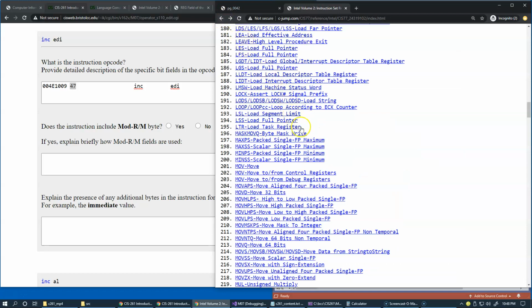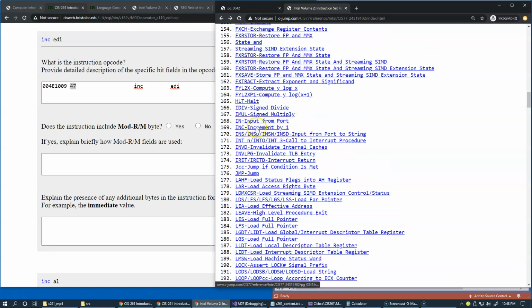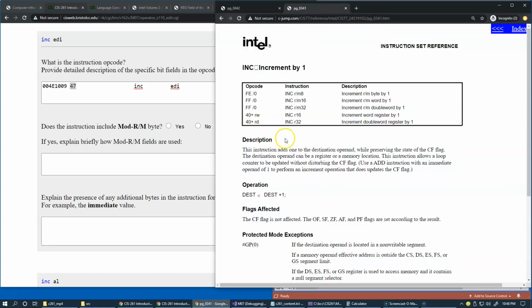Let's jump back to the index, and this is the increment instruction. So again, alphabetically we locate this, and so it's using 40 plus RD or 40 plus RW, but remember RW is a 16-bit register. So if this was a 16-bit instruction, there would be a 66 hexadecimal prefix in front of it, but we don't have a prefix. So therefore, clearly this is our case right here.